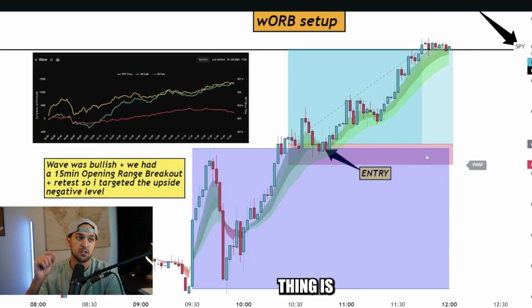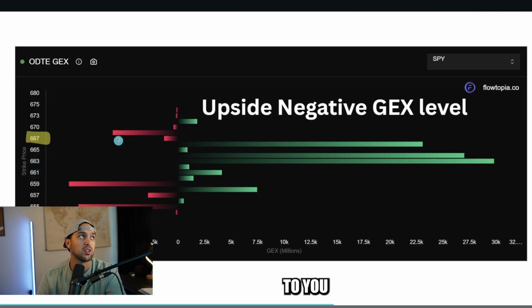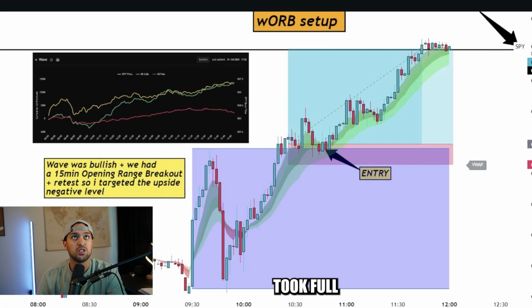And the crazy thing is, in this trade recap, it actually ended up going to 668, which was that GEX level that I was talking to you about that had the highest. But I took full profits at 667. This is how I personally made around $2,000.